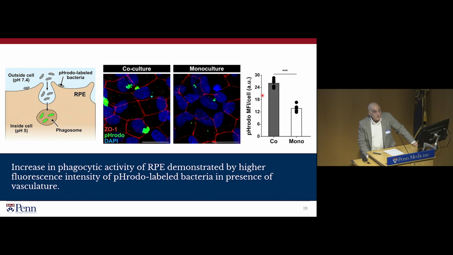And phagocytosis. So what we do is we feed the apical layer of the RPE with bacterial beads, and when they get ingested inside the cell, they fluoresce because of the difference in pH. And you can see that under the co-culture situation, there was much more phagocytosis as opposed to the monoculture. It's very significant.